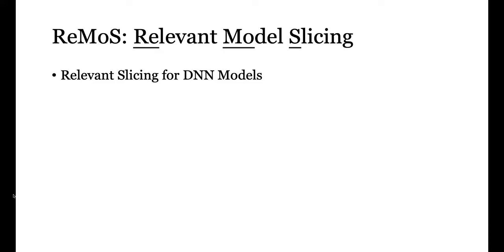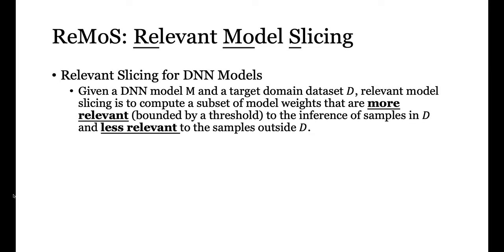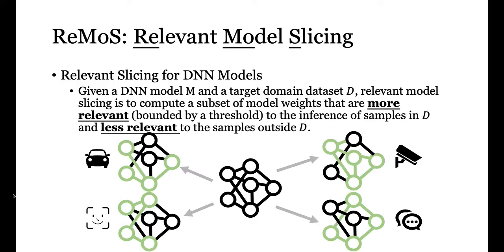Similar to relevant slicing for programs, the relevant slicing for DNN aims to extract the weight subset that is more relevant to the student dataset. As the teacher model contains general knowledge, it is possible to select different weight subsets for different student tasks, thus minimizing the possible inheritable knowledge.